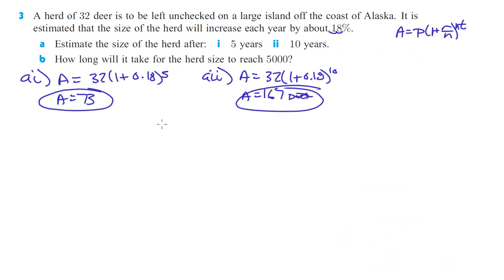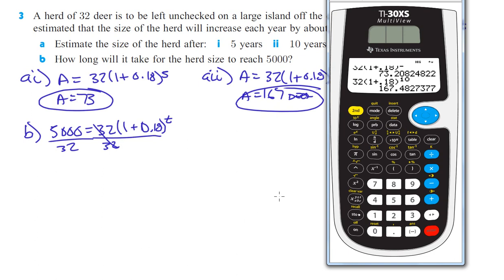Okay. And now, how long will it take the herd to reach a size of 5,000? So that's part B. So now we know the end amount is 5,000. We want to know if it starts at 32 and it's increasing by 0.18, how long, T, is that going to take? Okay, so first thing we're going to do is divide by 32.